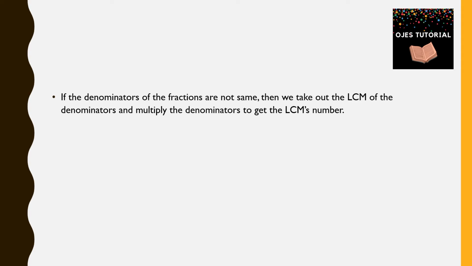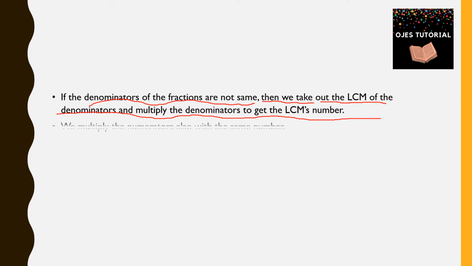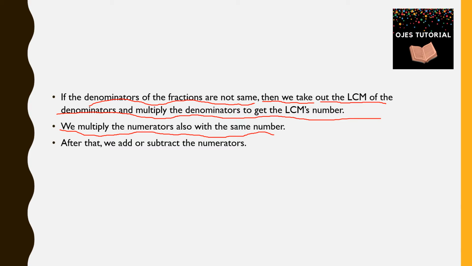Now, first we saw that the denominators were same, and now if they are not same, then we take out the LCM of the denominators and multiply the denominators to get the LCM's number. We multiply the numerators also with the same number, and after that we add or subtract the numerators.